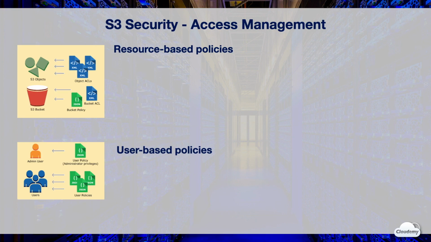Access policy describes who can access which resources. There are two types of access policies in S3, resource-based policies and user-based policies. Resource-based policy means you can attach it to resources. Access control lists and bucket policies are resource-based policies, because you can attach them to S3 resources. User-based policies are policies which can be attached to users, groups or roles. IAM policies are user-based policies.